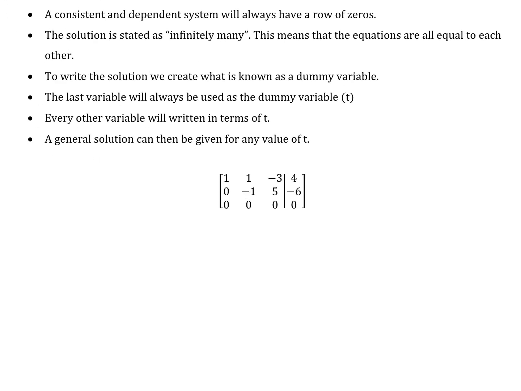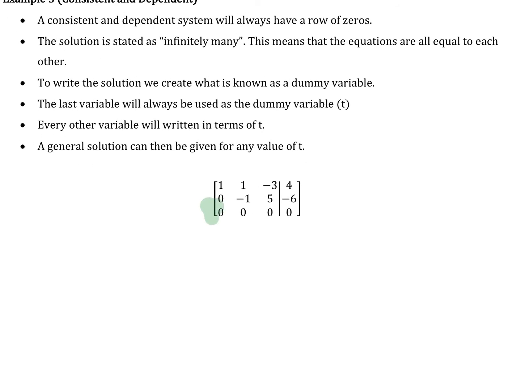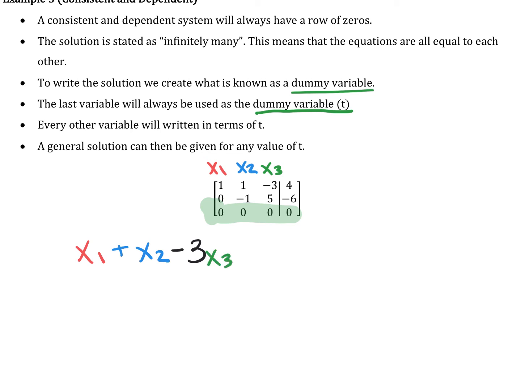So anytime you see a row of zeros in your system, like this right here, we have the row of zeros at the bottom, this tells me that I'm going to need what's called a dummy variable, and we call our dummy variable t. The first thing we're going to do is write this above this again. Here is x1, here is x2, and here is x3. So when I write my equations out, I get x1 plus x2 minus 3x3 has to equal 4.